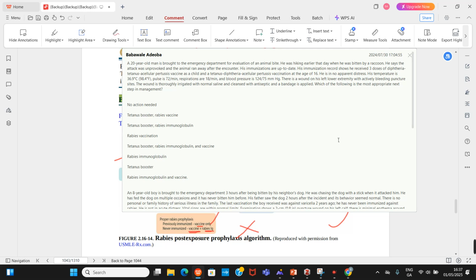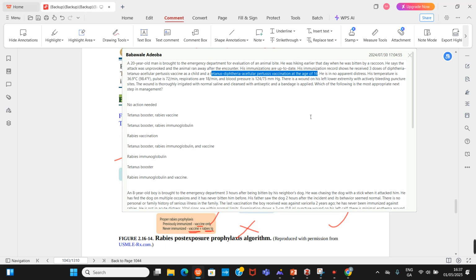So what do we need to do for these patients? Somebody came with an animal bite. He was hiking when he was bitten by a raccoon, and he says that the attack was unprovoked and the animal ran away. He told us that he has received 3 doses of DPT as a child, and he received another tetanus, diphtheria, pertussis vaccination at the age of 16. What is this one that this person is receiving at 16 called? Anybody? Maybe the booster. That is going to be the booster.